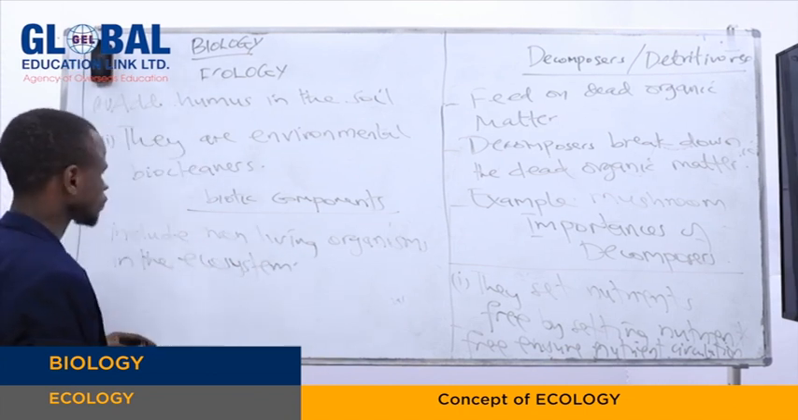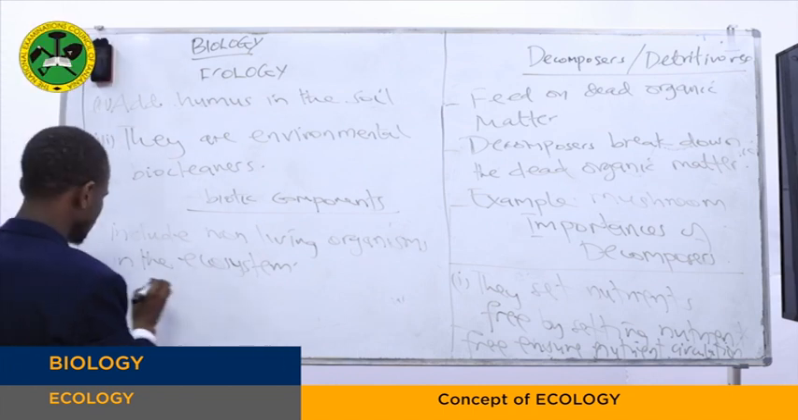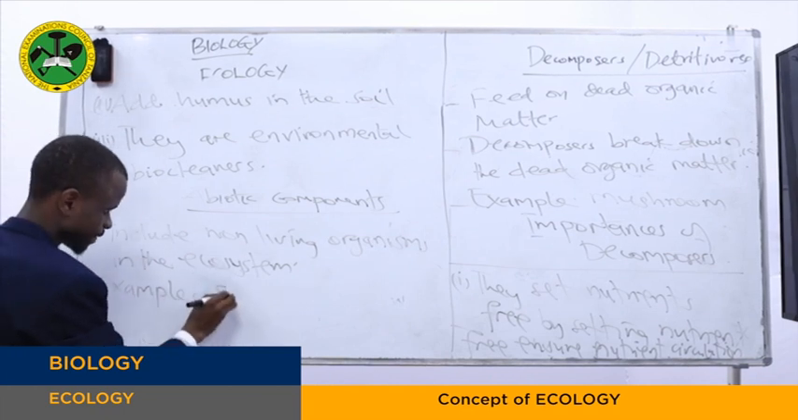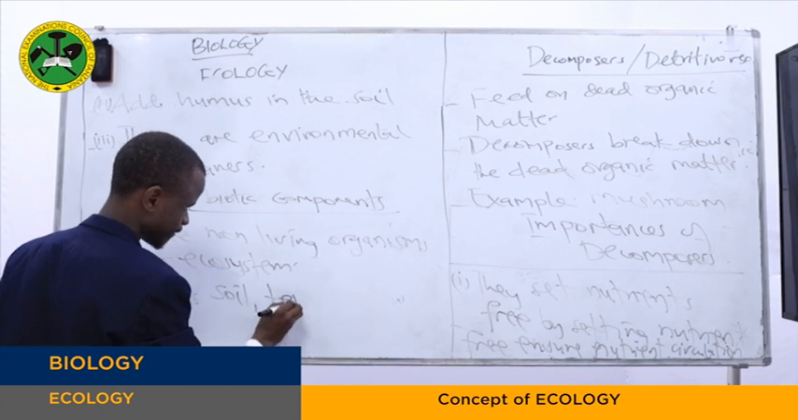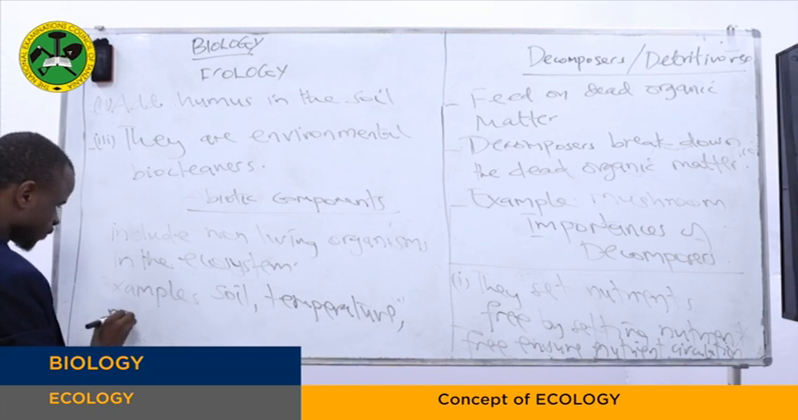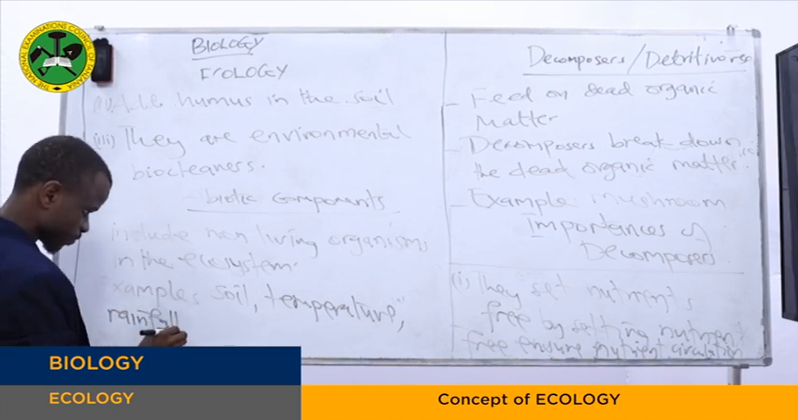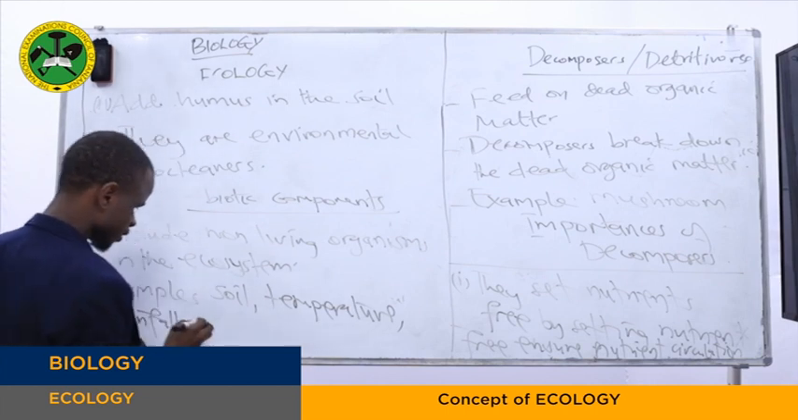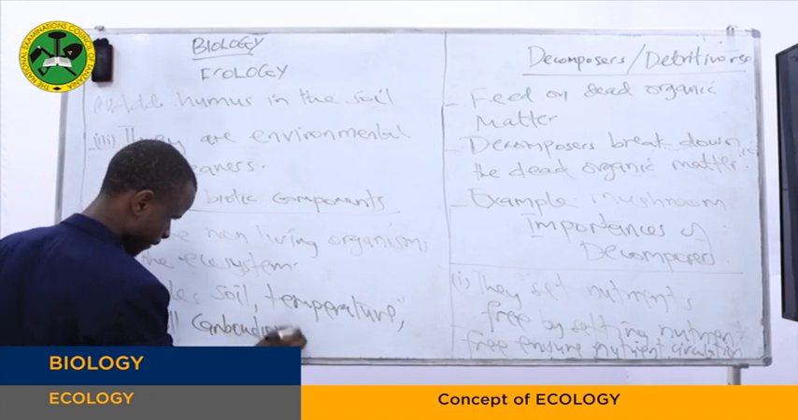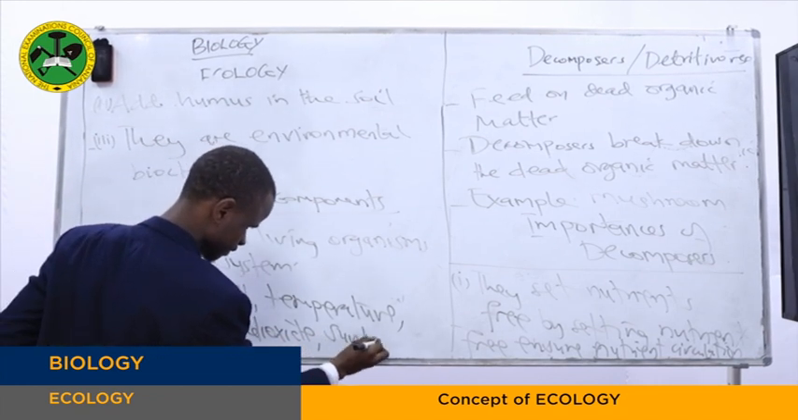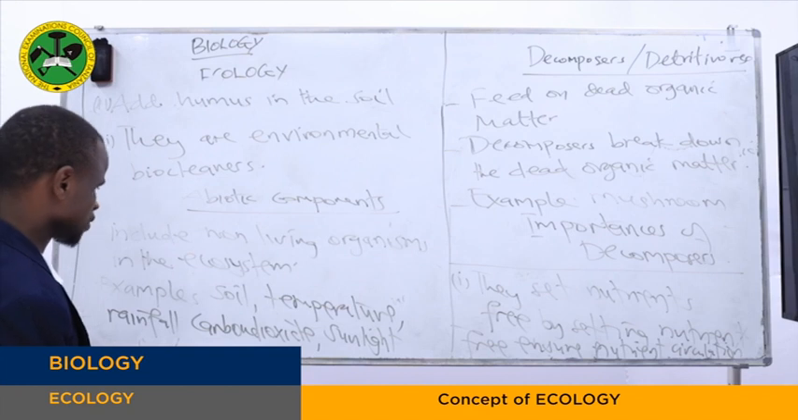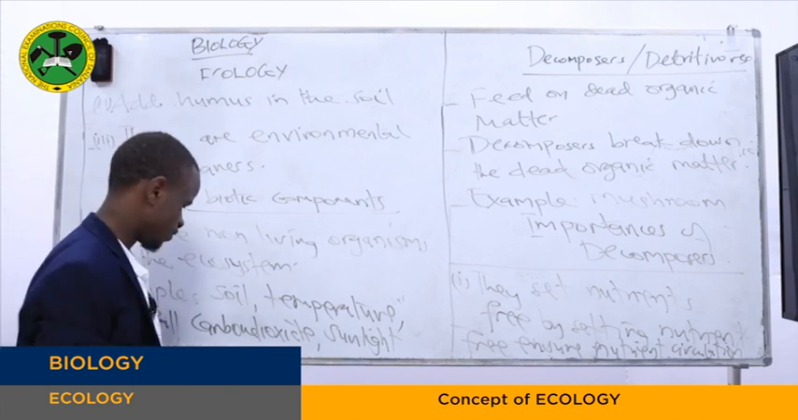My student, non-living organisms are examples: soil, temperature, rainfall, another abiotic component here in the ecosystem, carbon dioxide, sunlight. These are abiotic components of the ecosystem. You can add more examples, my students.